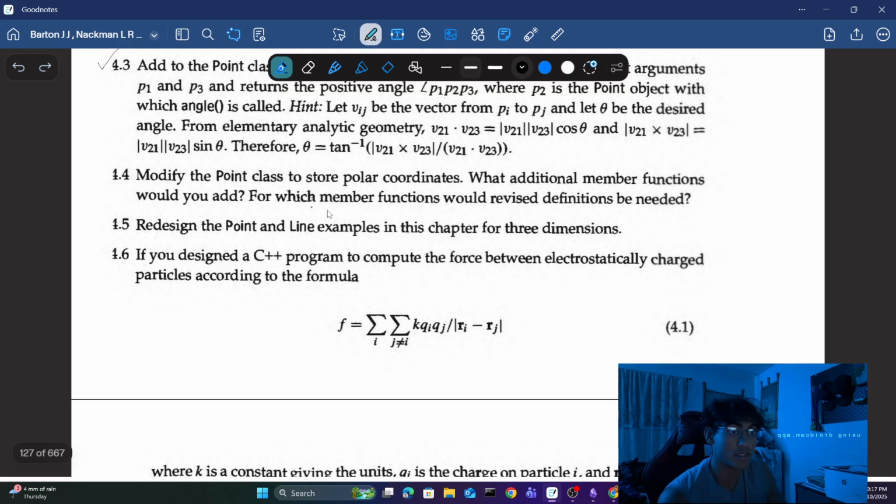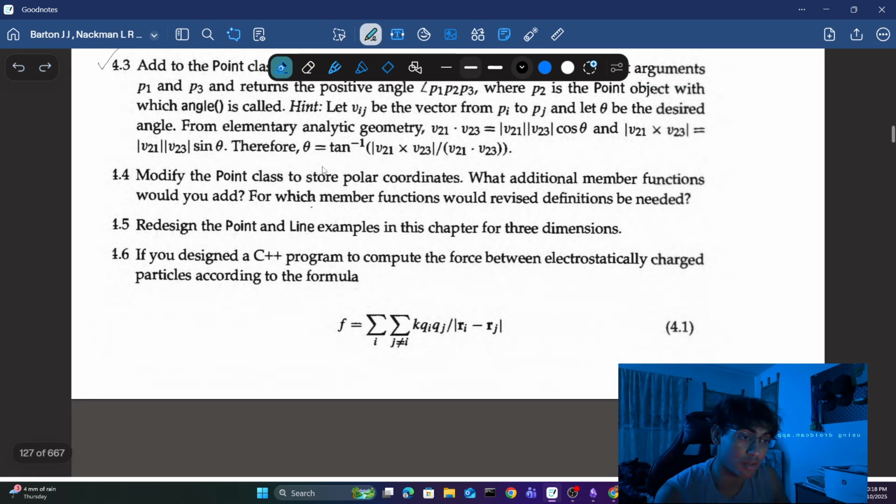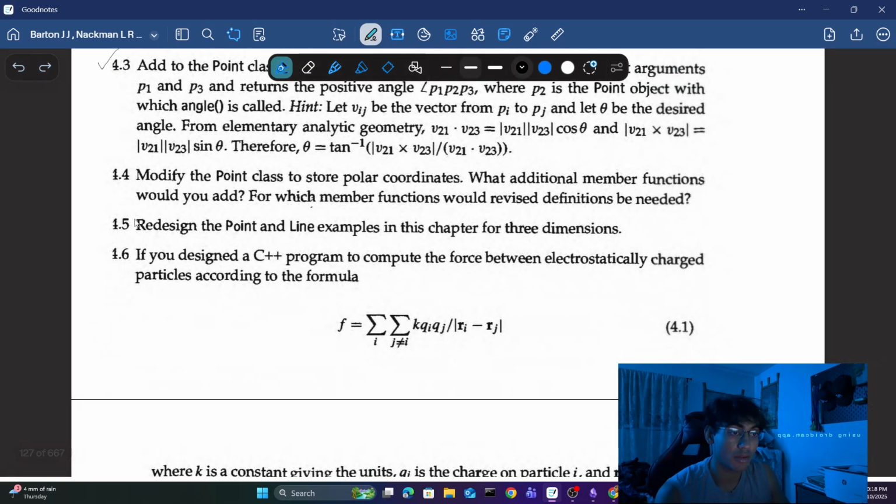I've been going through this textbook called Scientific and Engineering C++. But yeah, so I'm on chapter 4 now, getting through the exercises, and right now I'm on point 4.5.